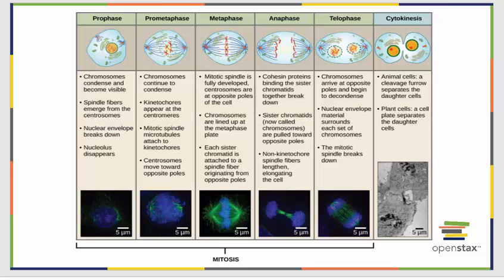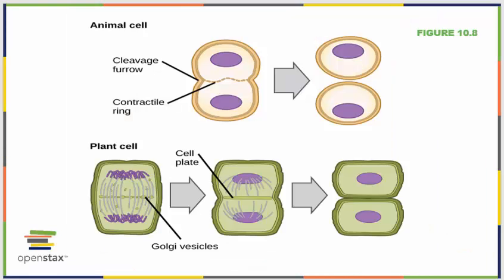Finally, we've reached cytokinesis. In animal cells, a cleavage furrow will separate the daughter cells. In plant cells, however, a cell plate will separate the daughter cells. Here's what that looks like in a larger image. In the animal cell, there's a cleavage furrow. There's a contractile ring of proteins that will help pull these two round objects apart from one another by creating a tighter and tighter ring.